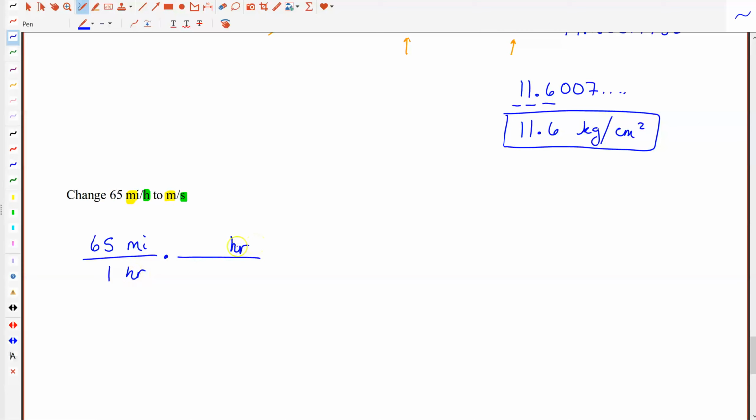So hours are going to go on the diagonal of where they are, because in the original fraction they're a denominator. When I build my conversion factor, my hours are going to be in the numerator. And the relationship I know is that 1 hour has 60 minutes. Now at this point in time, the hours will cancel, but my units are in terms of minutes. And I don't want minutes, I want seconds.